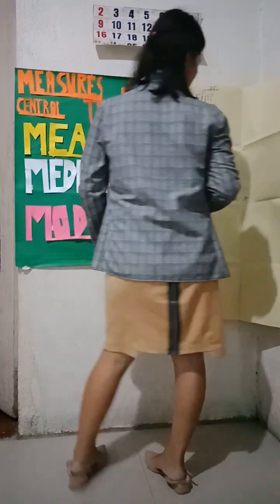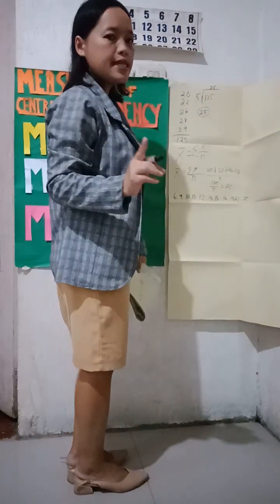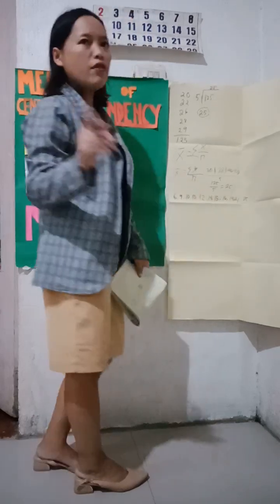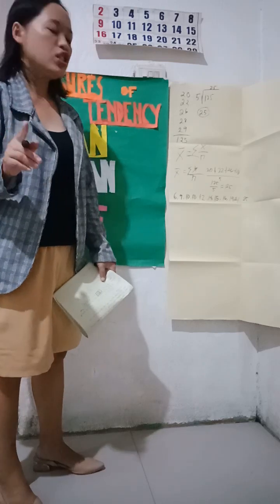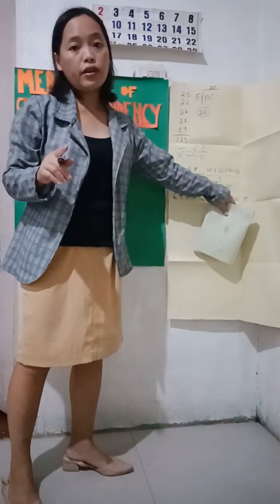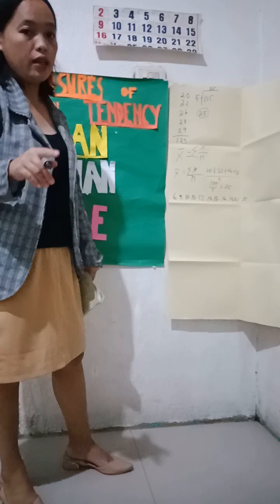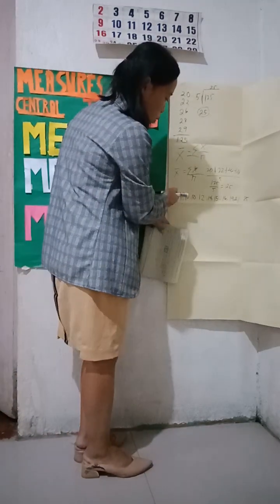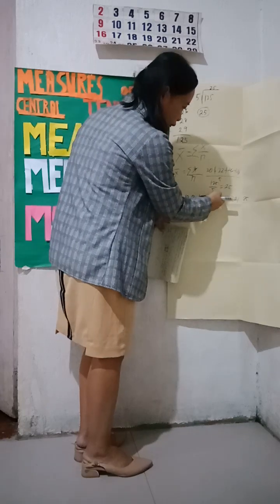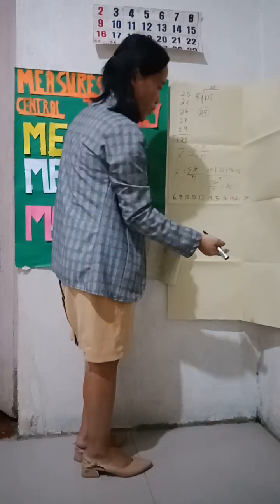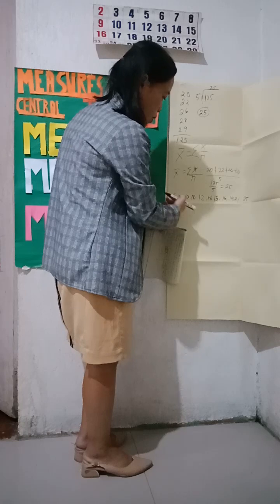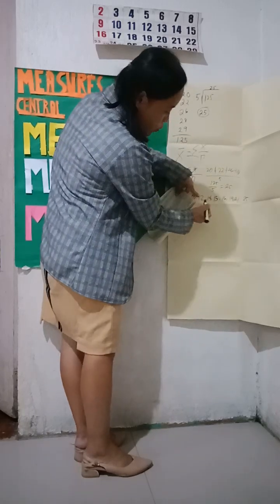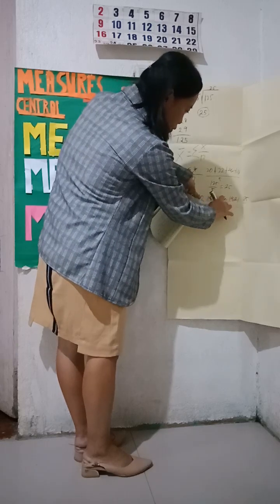So, all you have to do is get the middle of the data. Before that, you have to arrange the data from the smallest to the greatest before getting the middle value. For example, this one: 1, 2, 3, 4, 5, 6, 7, 8, 9, 10, 11. So what do you have to do? 1, 2, 3, 4, 5. Okay, write this one, 1, 2, 3, 4, 5.